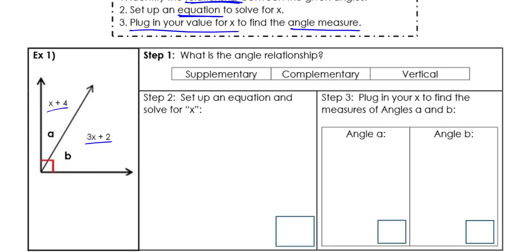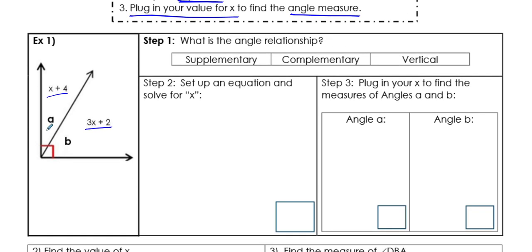Alright, so identify the relationship first. What's the relationship between these two angles? So angle A and angle B, together, they're making this perfect 90-degree angle. We call those complementary angles. They add up to 90. That's going to help us set up this equation. That determines the entire equation.